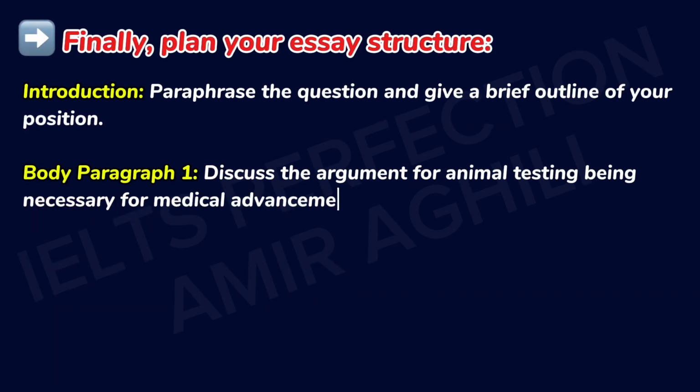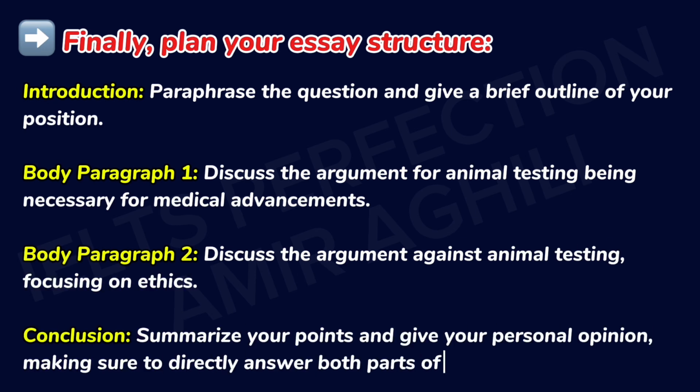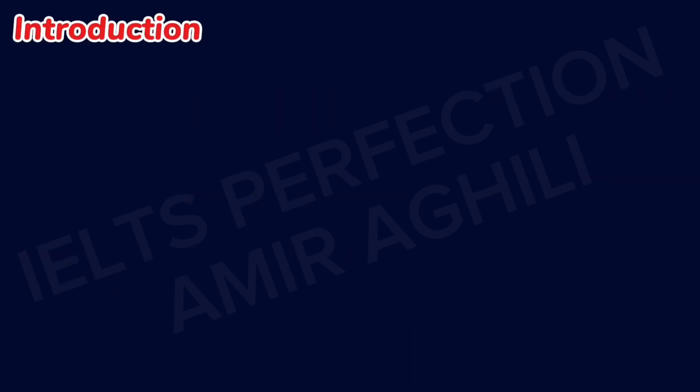In the introduction, paraphrase the question and give a brief outline of your position. In body paragraph 1, discuss the argument for animal testing being necessary for medical advancements. In body paragraph 2, discuss the argument against animal testing, focusing on ethics. And in the conclusion, summarize your points and give your personal opinion, making sure to directly answer both parts of the question. Now let's move on to writing the essay.